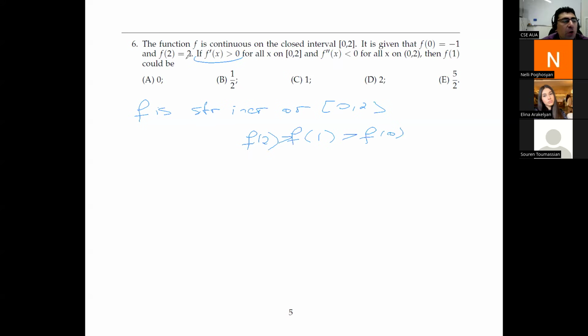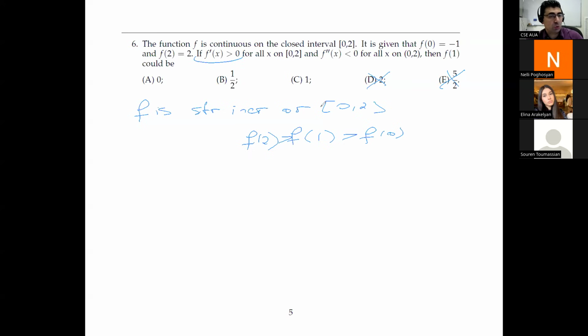Let's drop all answers that are smaller than -1. Unfortunately, we do not have such an answer. And also drop all options that are greater than 2, this one. And we are also dropping the decreasing one since we have a strictly increasing function. Questions here? Okay. Then three possibilities remain: 0, 1/2, and 1.